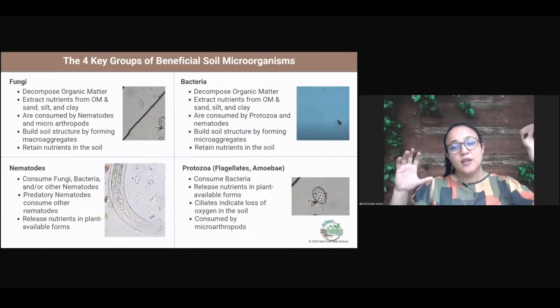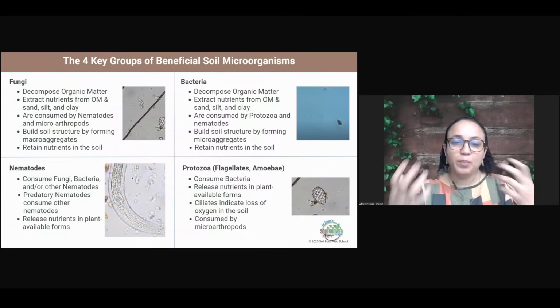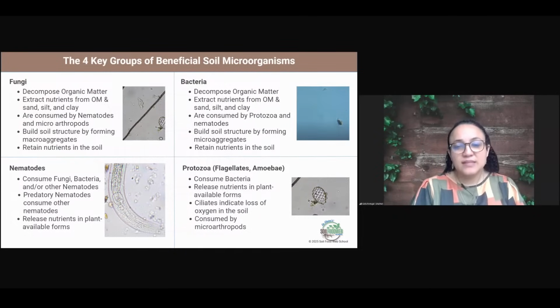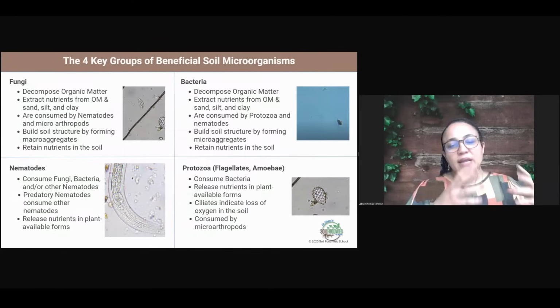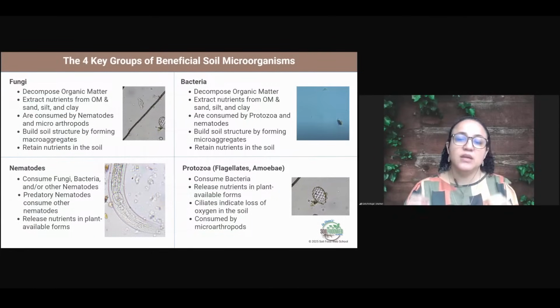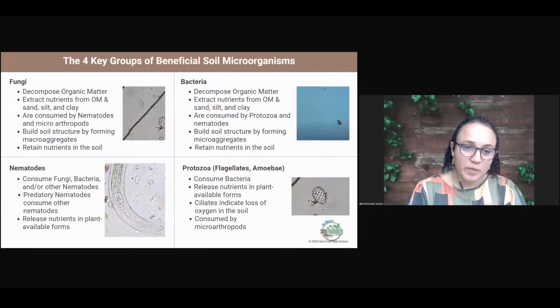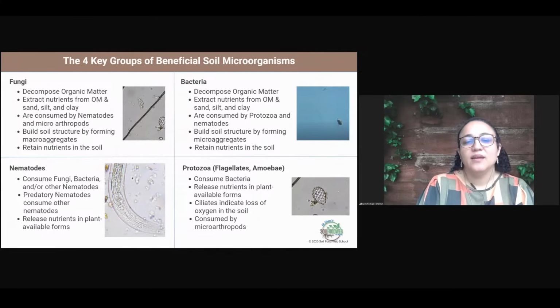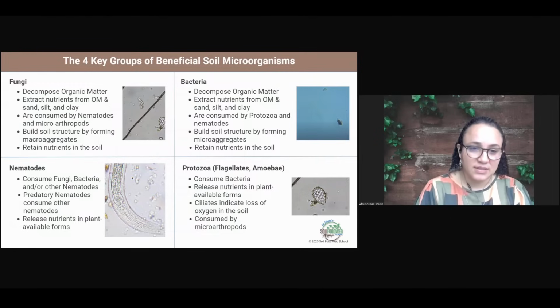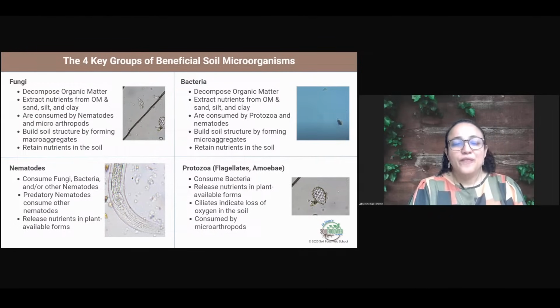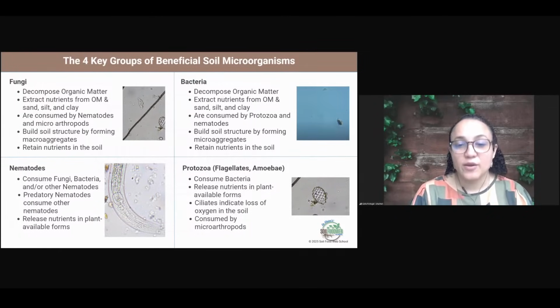So as you can see, fungi and bacteria are the basic players that we need in any system to start the reintroduction or restructuring of the soil food web, in a healthy way. They are consumed by the nematodes, the fungal-feeding nematodes, and some microarthropods. So they also play a role as prey in this system. They are very important to help the system structure the macroaggregates.